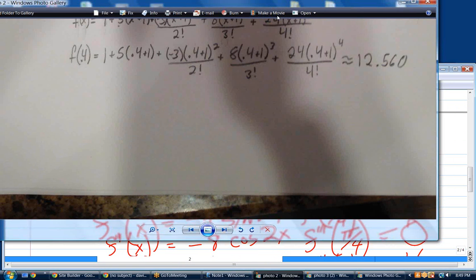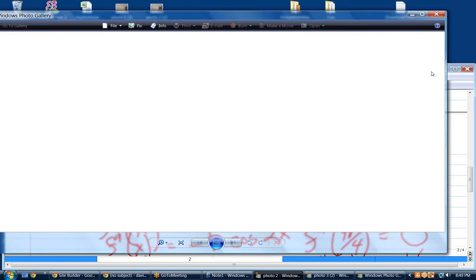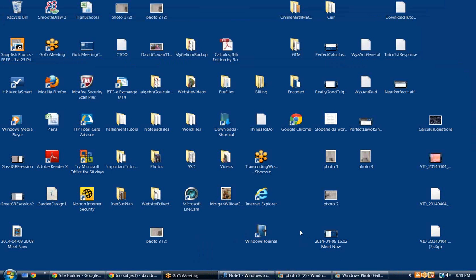Alright, what is this page? Photo 2? So we need... Number 7 I don't need help on. Or 8A, just 8B. Okay.